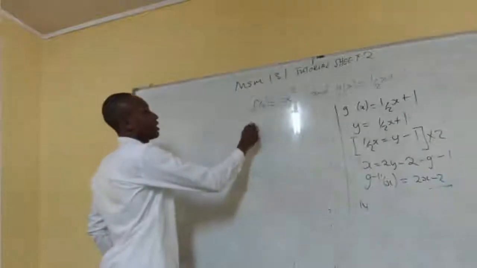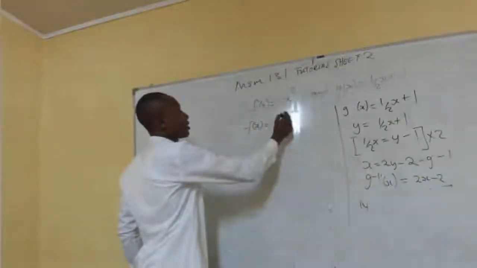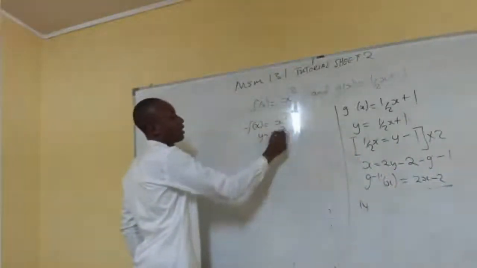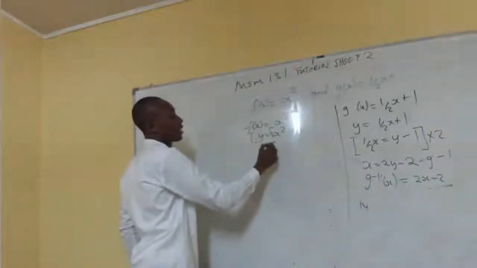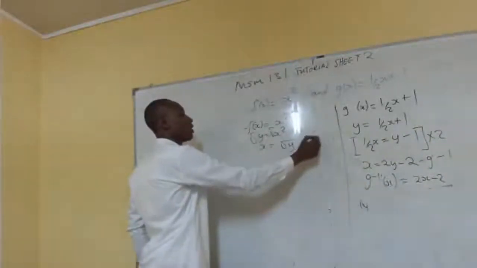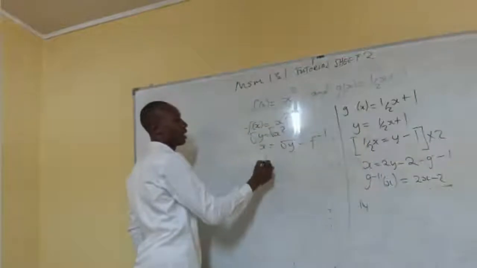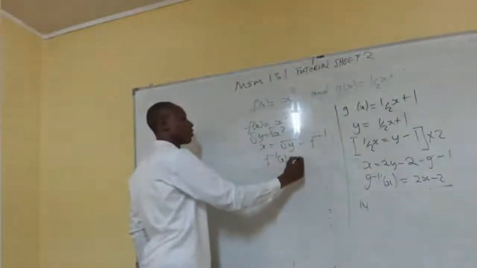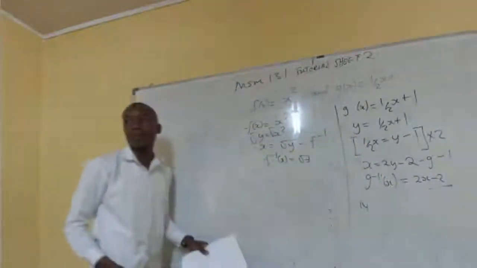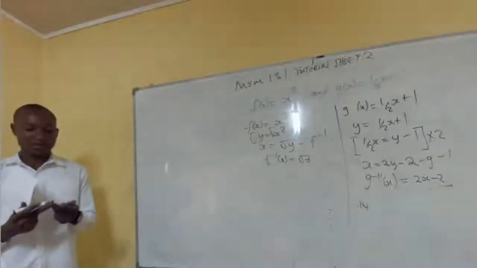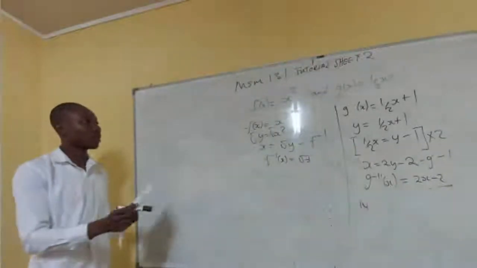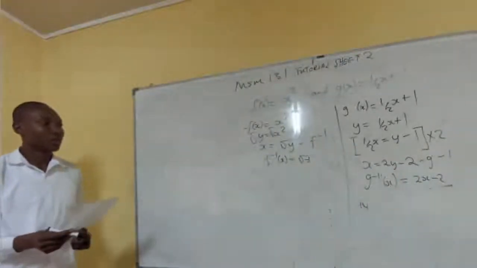What was f inverse? We said f of x equals x squared, so y equals x squared, root x equals root of y. This is what I'm calling f inverse. Then f inverse of x is therefore equal to root of x. So that's the inverse.